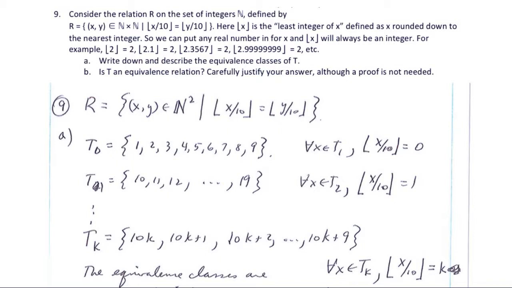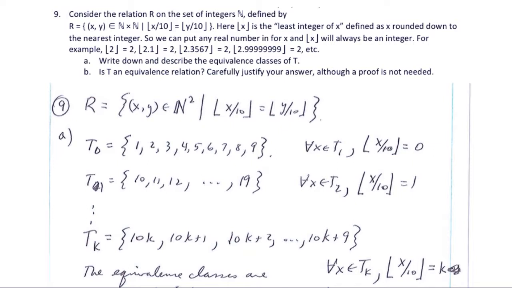Okay, least integer means we round down towards minus infinity to the nearest integer. So the least integer of 2 is 2, the least integer of 2.1 is 2, the least integer of 2 point anything is 2, the least integer of 2.999 is 2 also. Okay, so write down and describe the equivalence classes of T.